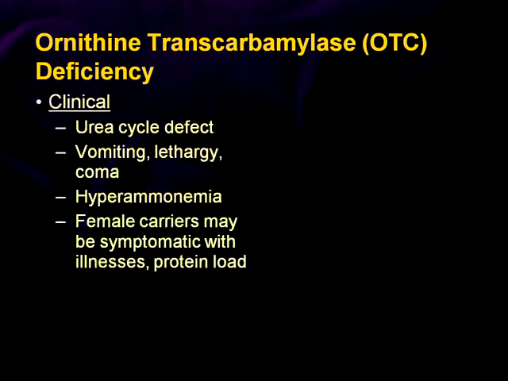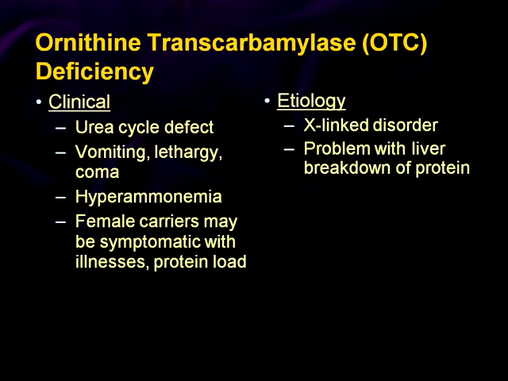OTC deficiency, urea cycle defect, vomiting, lethargy, coma, high ammonia. Female carriers may be symptomatic with illnesses and protein load. So often we'll see women crash and burn after they've given birth. Never knew that they were a carrier before, but then they have a hyperammonemic crisis and go into a coma.